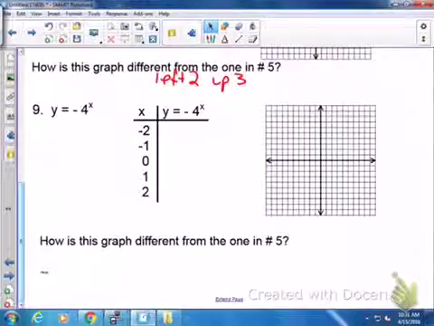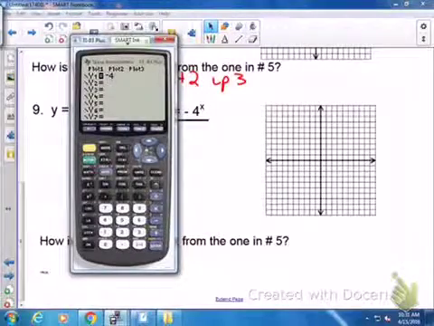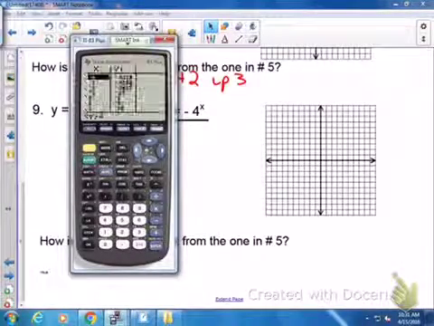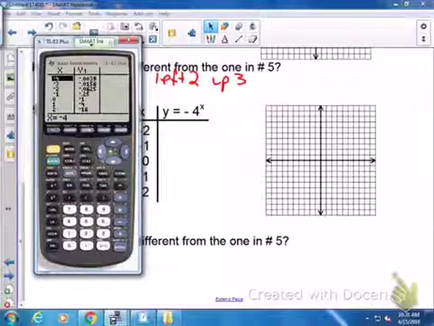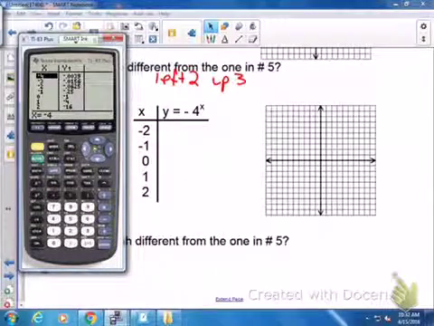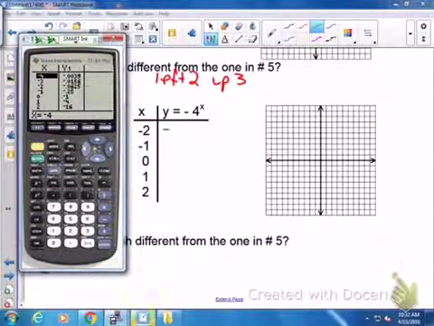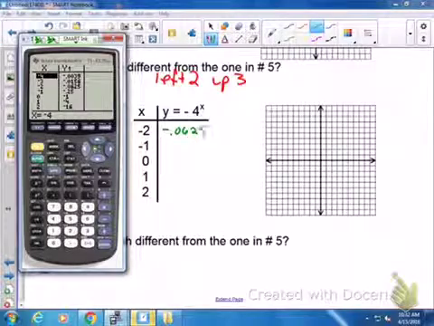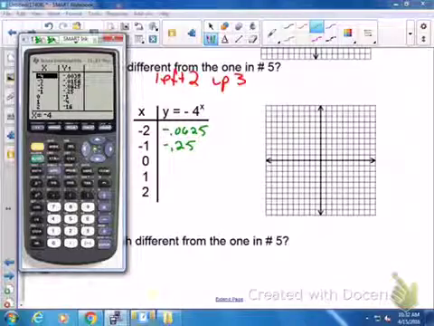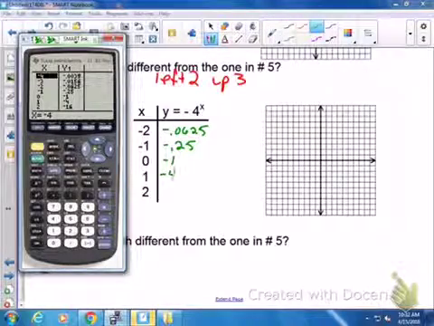This one should be pretty obvious. Now we're putting in -4 to the x. So let's go ahead and throw that one in. I'm in y equals, cleared out, -4 to the x. Let's look at the table. It wants from -2 to 2. Well, at -2, we're at -0.0625. At -1, we're at -0.25. At 0, -1, 1's -4, and 2 is -16.